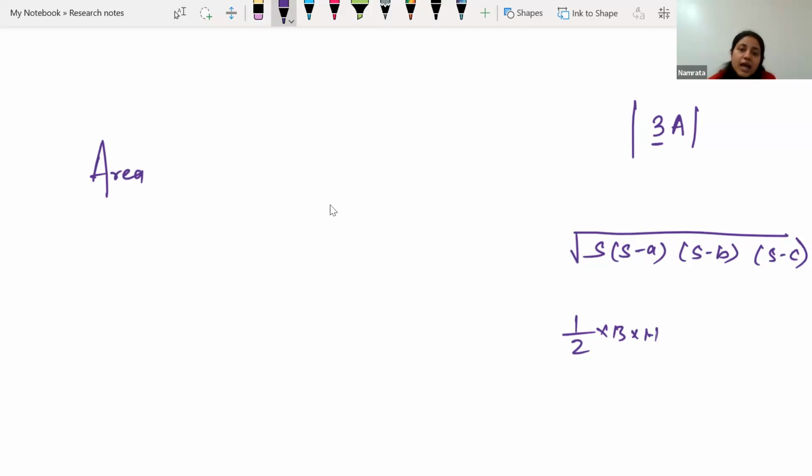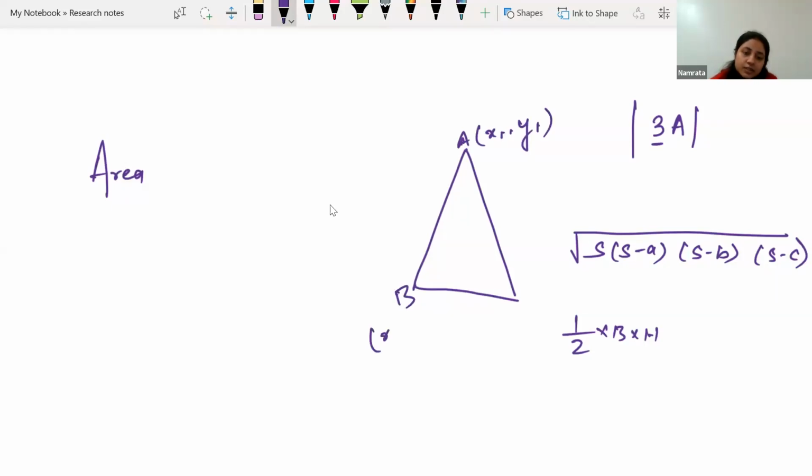So if we have a triangle like this, and here let's say A is a point whose coordinate is x1 y1, B is a point whose coordinate is x2 y2, and C is a point whose coordinate is x3 y3.